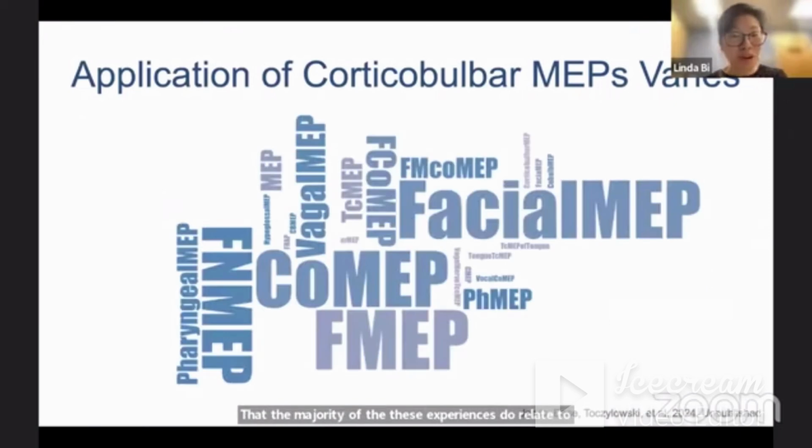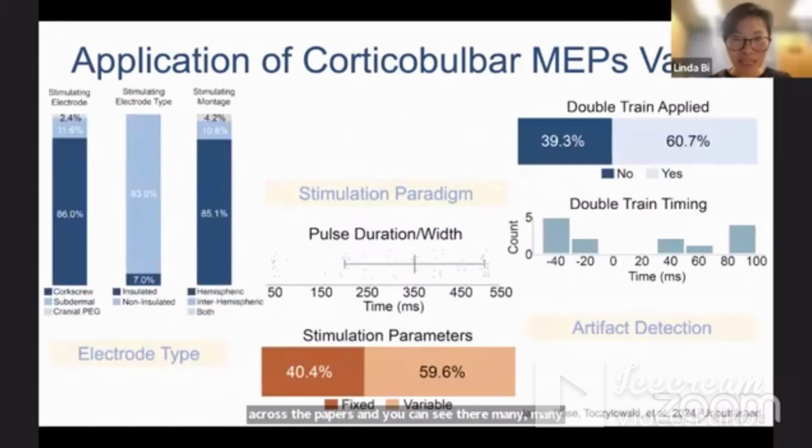However, there's also some controversy when it comes to the use of corticobulbar or cortically evoked motor evoked potentials. For one, even the title of what this type of motor evoked potential should be called varies. So this is a word salad map of every possible designation that we found across the papers. And you can see that many different terms exist across the literature with very little homogeneity or standardization.